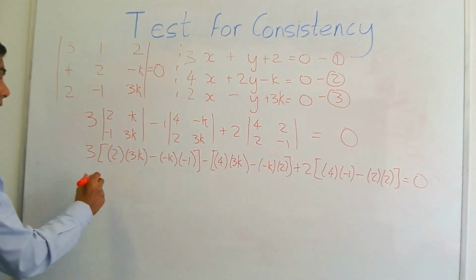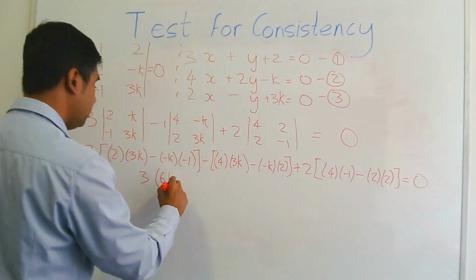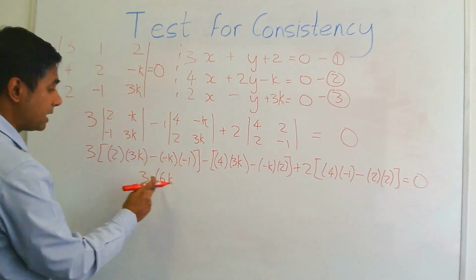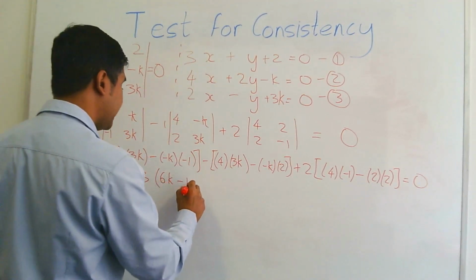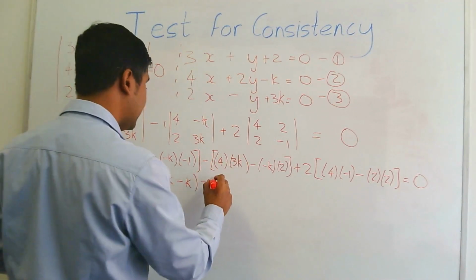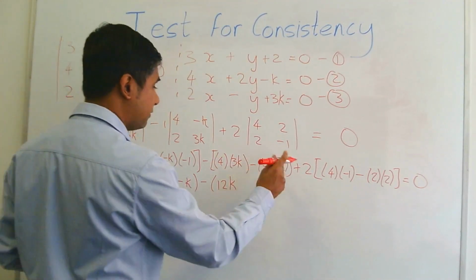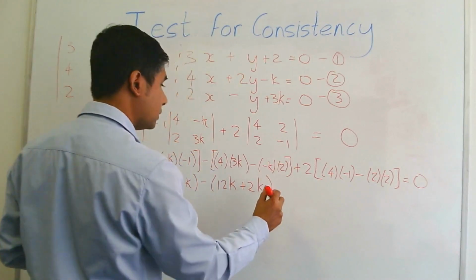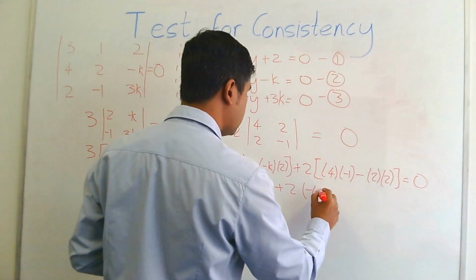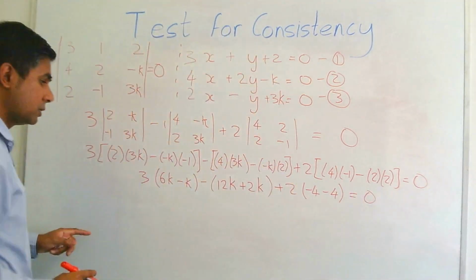So let's do that. So we have 3 into 2 times 3, which is 6, so that's 6k. Then minus k times minus 1, minus gives us a plus, plus times a minus gives us a minus. So we have minus k. Then we have minus, then 4 times 3, which is 12k, then minus and a minus gives us a plus, so we have plus 2k. And then lastly, plus 2 into 4 times minus 1, minus 2 times 2, which is minus 4, and this is equal to 0. We can just easily solve this.